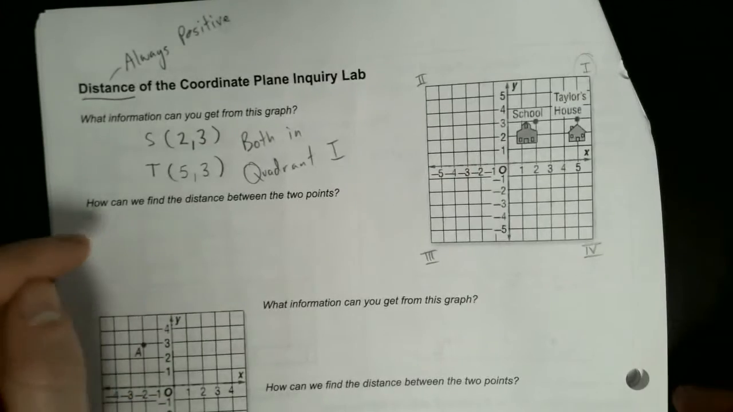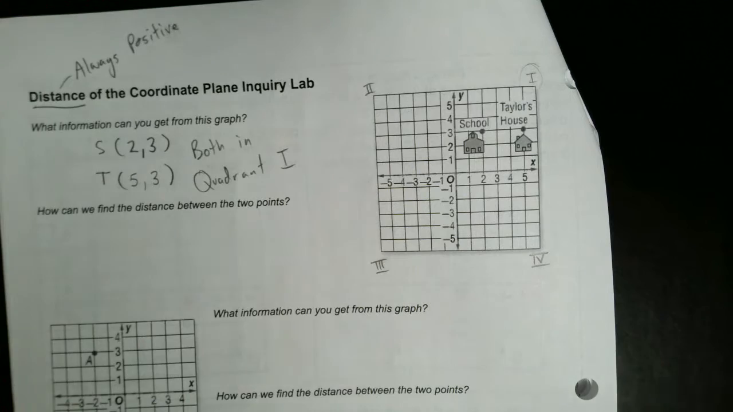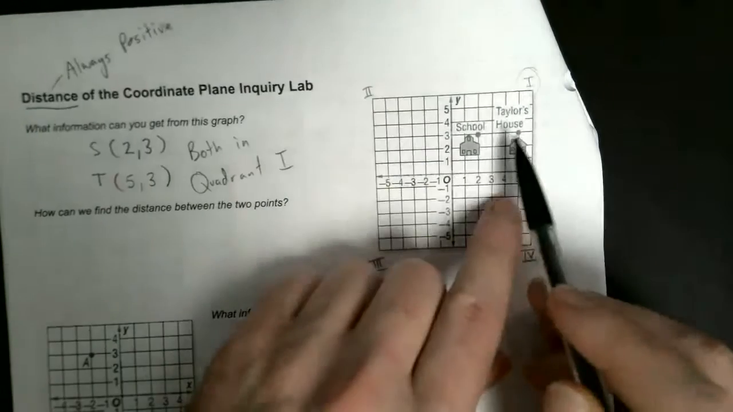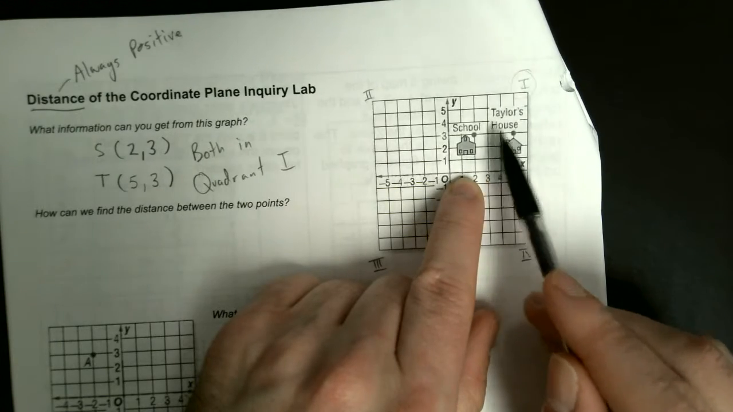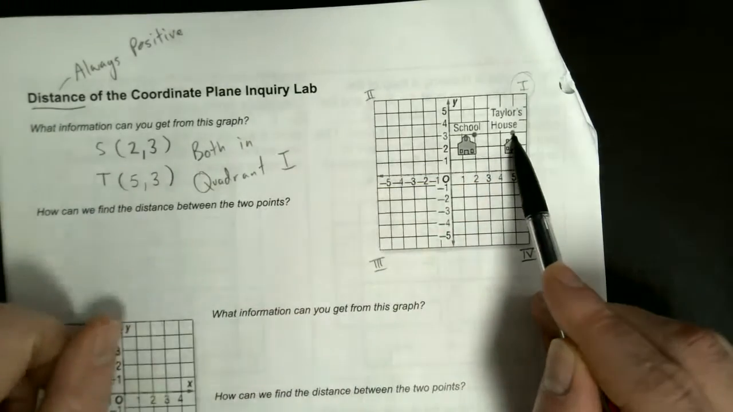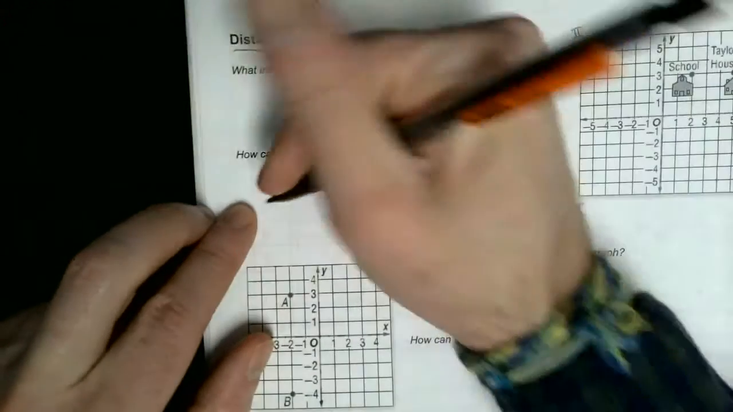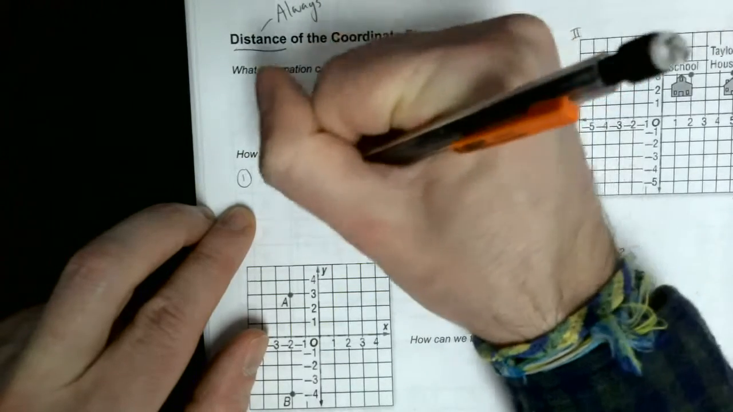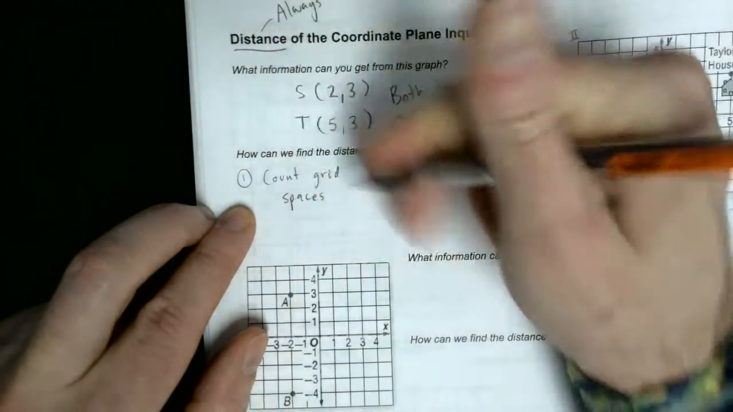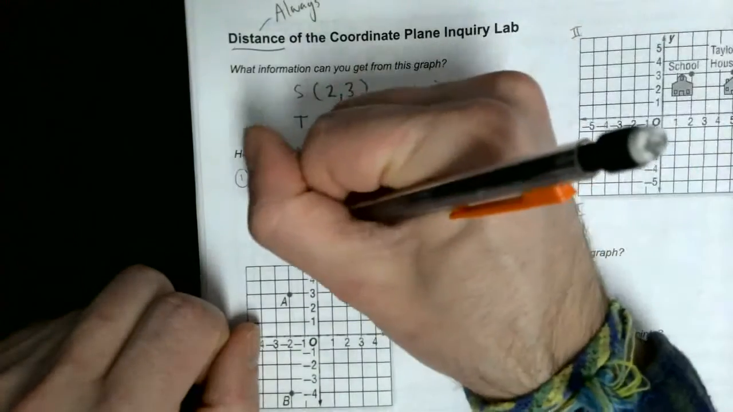It says, how can we find the distance between the 2 points? Well, one way to do it is pretty much just to count the grid spaces between them. So if we start at the school, let's count them. 1, 2, 3. The distance is 3. Okay? So one way is to count grid spaces. If we count grid spaces, the answer is 3 units.